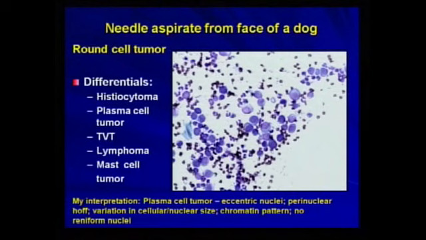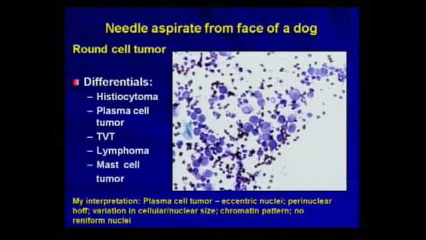Okay. Mast cell tumors, there's no granules, so that pretty much takes mast cell tumors and melanomas out of the mix, and it's the face. They didn't say it was the nose, but it's the face, and I just don't like TVT. So I'm down to 2 possibilities. I'm down to a histiocytoma and a plasmacytoma.